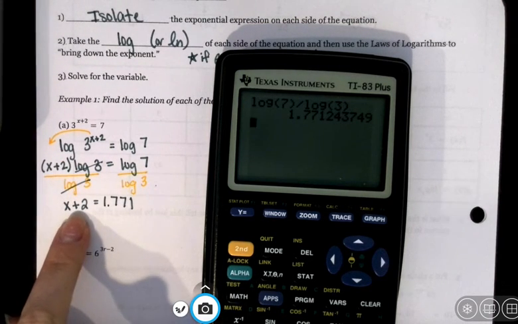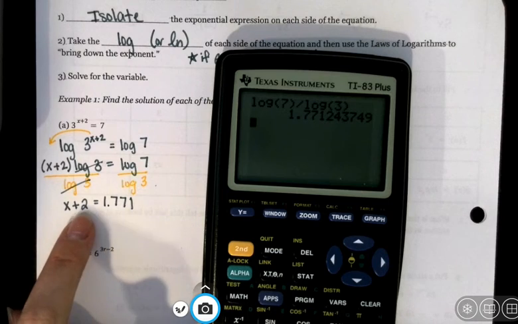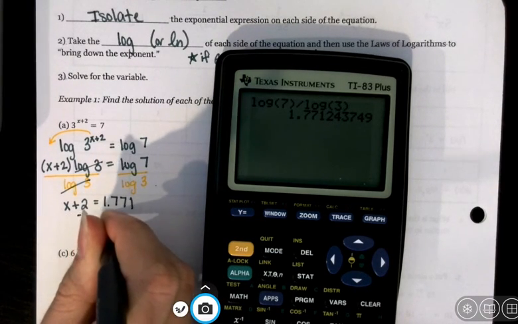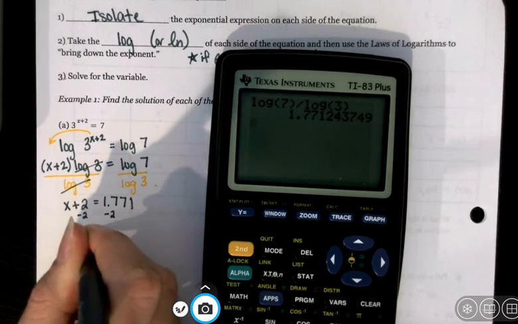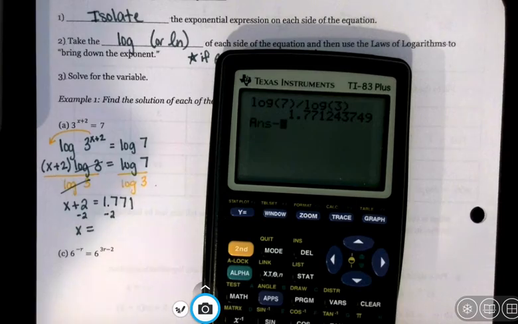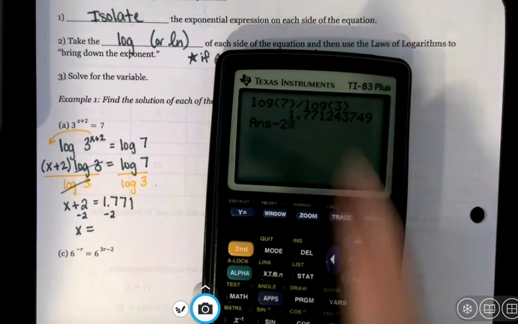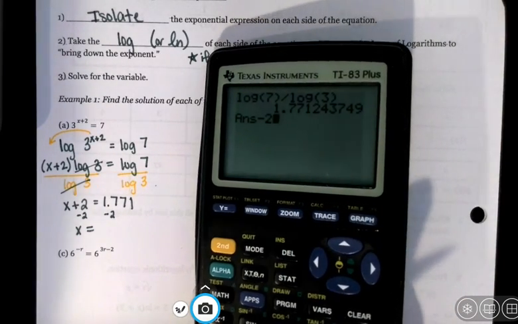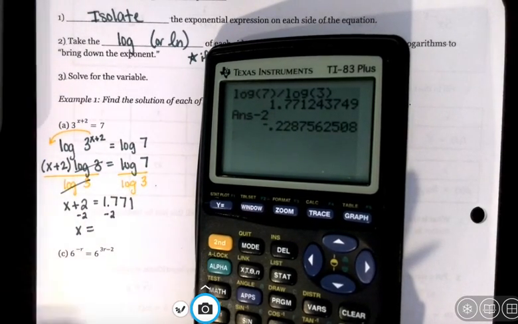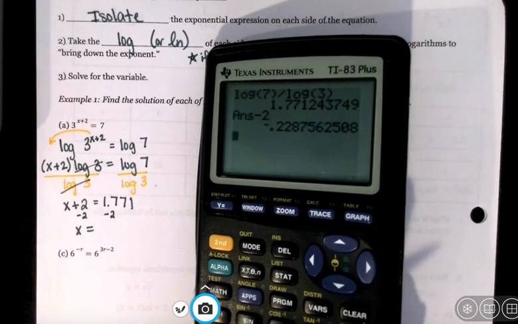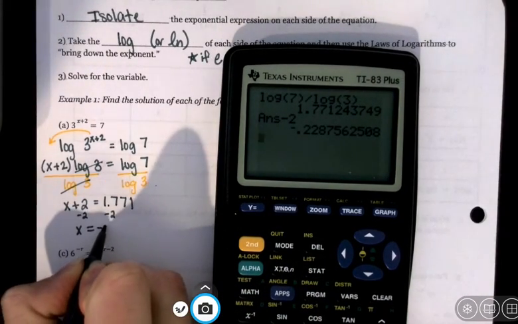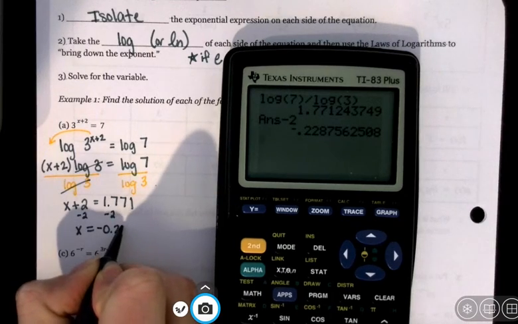And then to finish solving this equation, I'm just going to subtract 2 on both sides. So minus 2, minus 2. I get x all by itself. So I'm actually going to just take this number and do minus 2. So I'm taking my previous answer. I think you can see that. We'll do that. Subtract 2 from it, and I end up with negative 0.229 if I round it. So that is going to be my final answer for my variable.